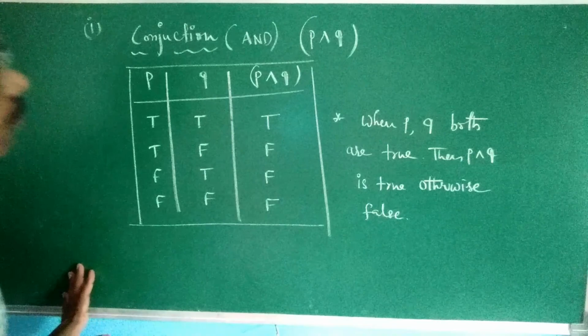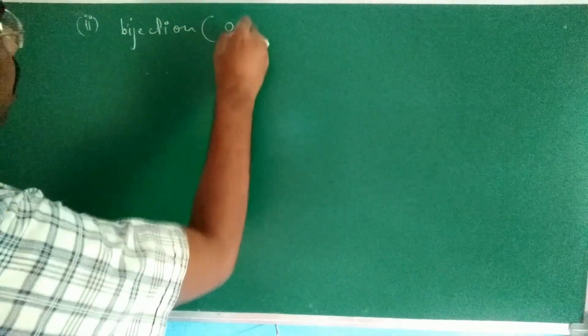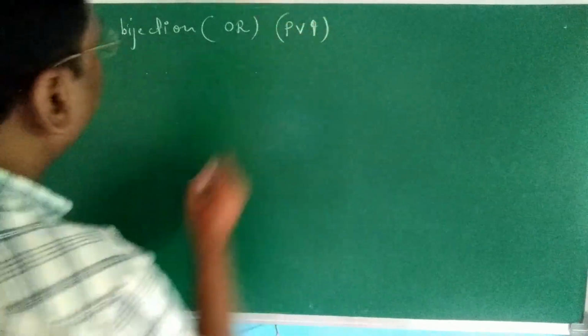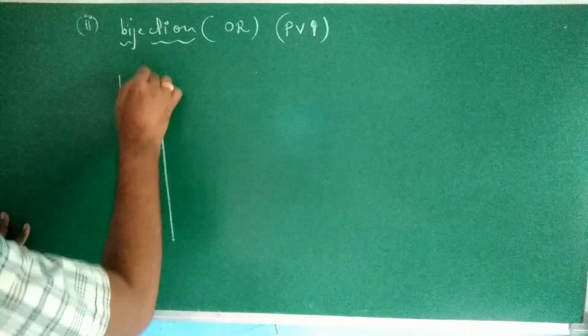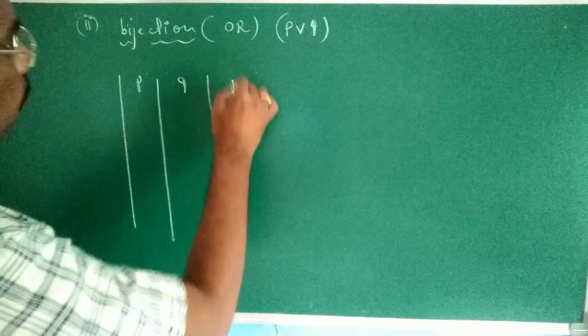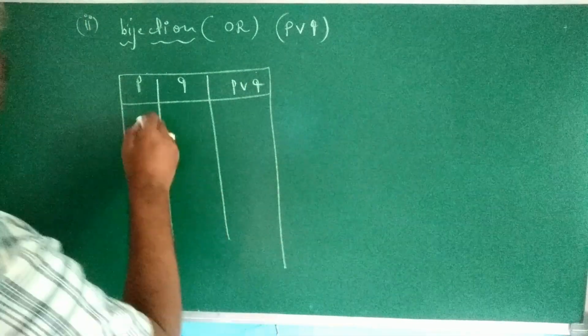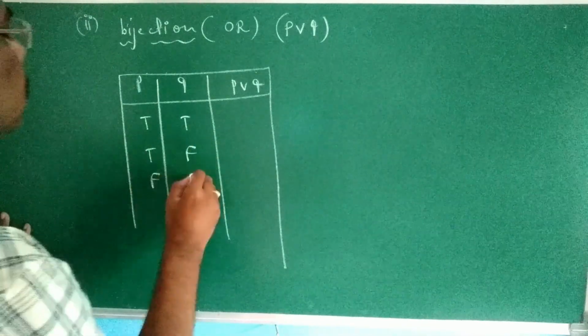Next connective, disjunction. The second connective, disjunction. Truth table for disjunction: P, R, Q. The rows are true, true, true; false, false; true, false.